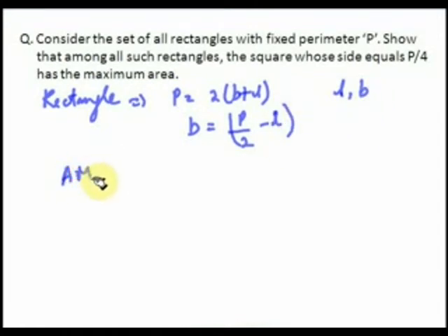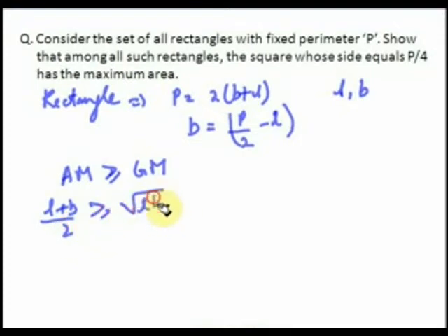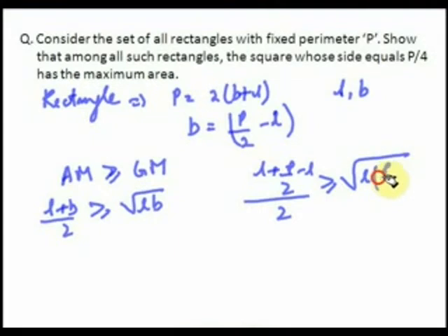If we apply the condition that arithmetic mean is greater than or equal to geometric mean for L and B, the arithmetic mean will be L plus B by 2, which is greater than or equal to root of L into B, where the value of B is equal to P by 2 minus L. So L plus P by 2 minus L upon 2 is greater than or equal to under root of L into P by 2 minus L.